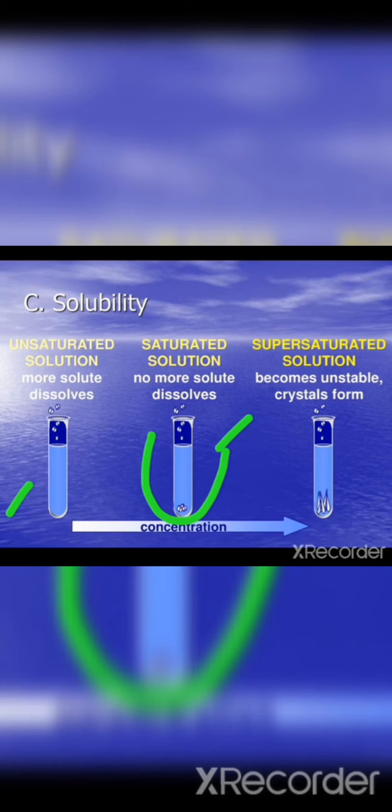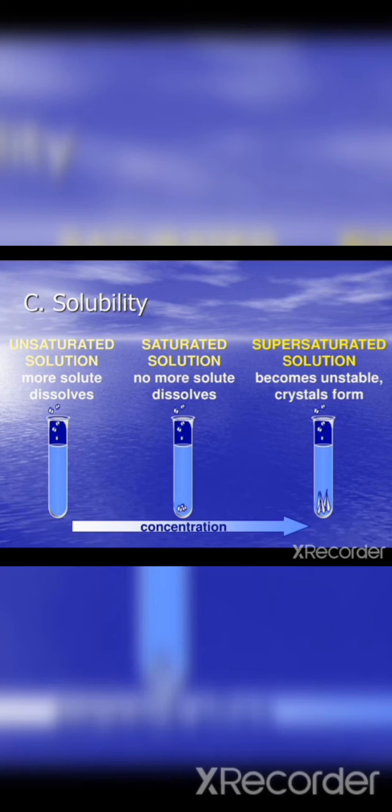And next, what do you mean by supersaturated solution? Here, when we keep adding more solute particles to the solvent at a particular temperature, it becomes unstable. When it becomes unstable it forms crystals at the bottom of the container. Such a solution is called a supersaturated solution. Understood, children? So this is a supersaturated solution.